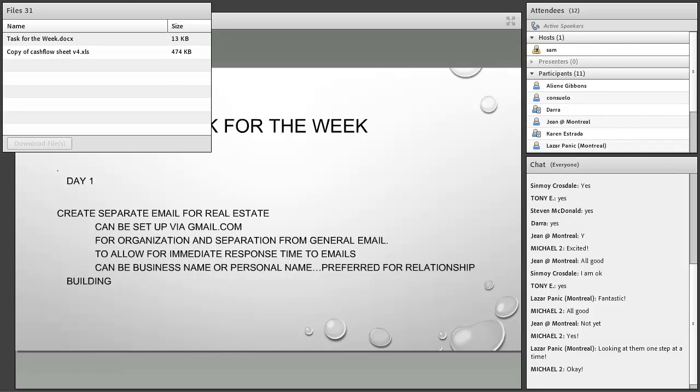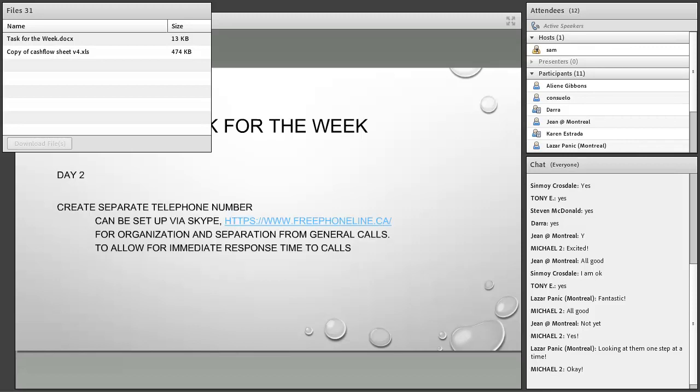Okay, let's go to 2. Create a separate telephone number. It can be set up via Skype. There's a free line, there's just a link that you can use. It's up to you. Freephonline.ca organizes separation from general calls to allow for immediate response time to calls. We're just trying to start to separate our personal life from our business life. Is everyone okay with that one? Task 2, any questions?